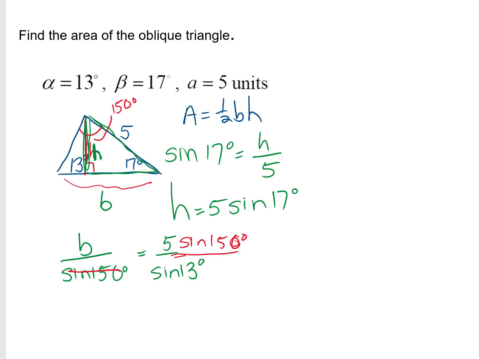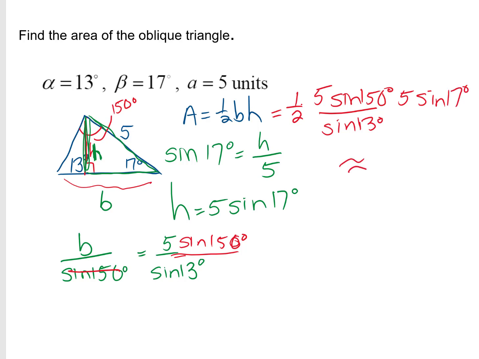So now I have everything I need to get the triangle's area. It's 1/2 the base, which is 5 sine of 150 over sine of 13, times the height, which is 5 sine 17. So I just need to punch buttons now, and I should have that area. So let's go ahead and do that. Rounding to 1 decimal place, I get 8.1, and it doesn't say, so it's just units, units squared now since we have area.